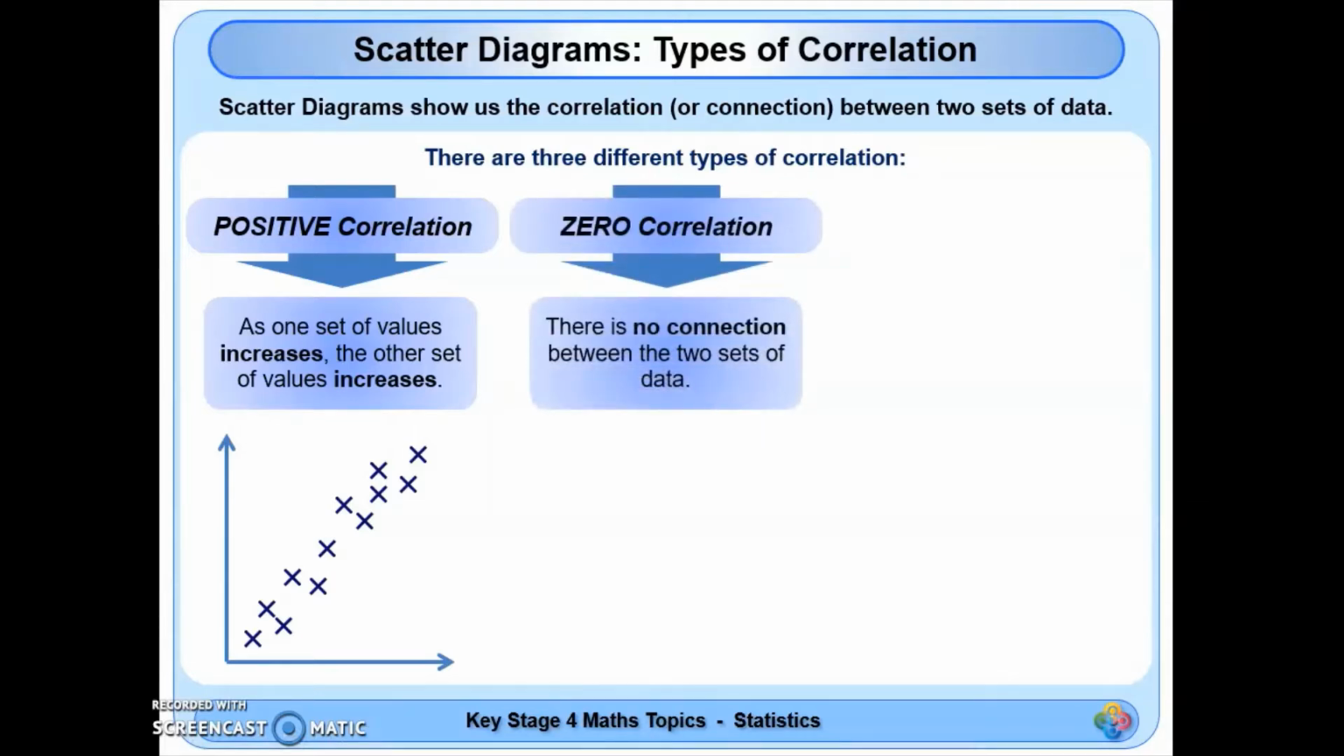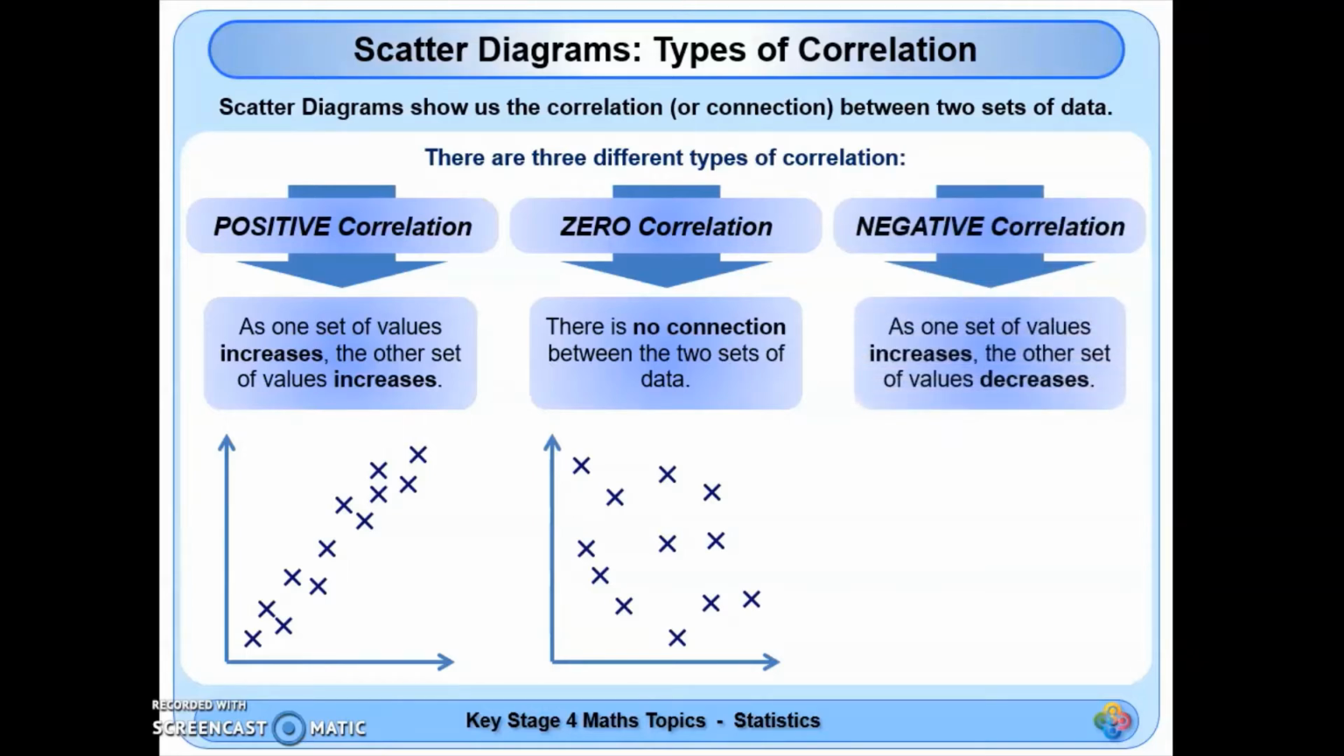We also have zero correlation, which is also known as no correlation. This tells us that there is no connection, no relationship, no correlation at all between the two sets of data. You would expect a scatter diagram with the scatter points not to form a trend at all. An example of this would be if we plotted shoe size against intelligence. Those two variables have no connection to each other, so you would say that there was no correlation.